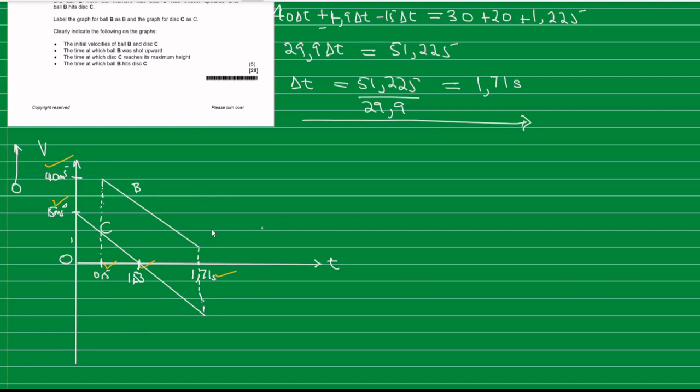Okay, so that brings us to the end of this section. Watch some more videos. I've got more questions on vertical projectile motion.